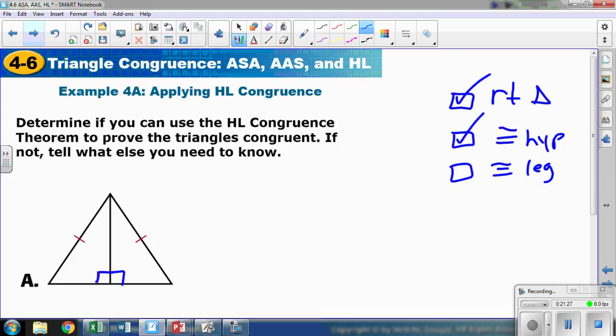Do you have a pair of congruent hypotenuses? Yes. We're given that right there with the tick marks. Do you have a pair of congruent legs? You bet, they share a side. The shared side is going to be congruent because of the reflexive property. Got it. Can you use it? Yes, you can. Those will be congruent triangles. And if we were actually asked to prove it, all we would do is write up a sentence for each thing on our checklist.